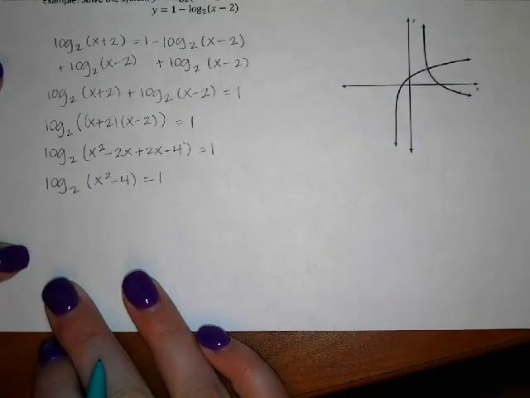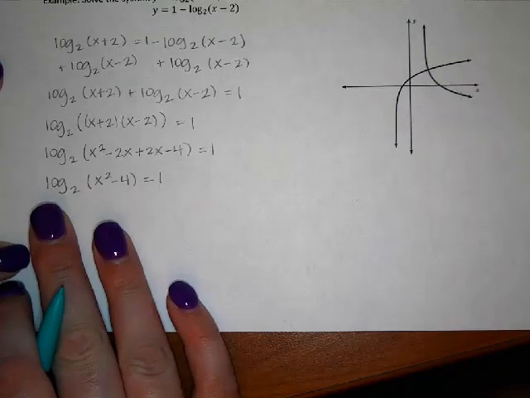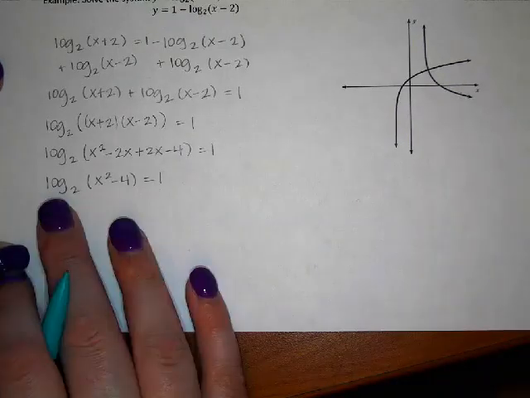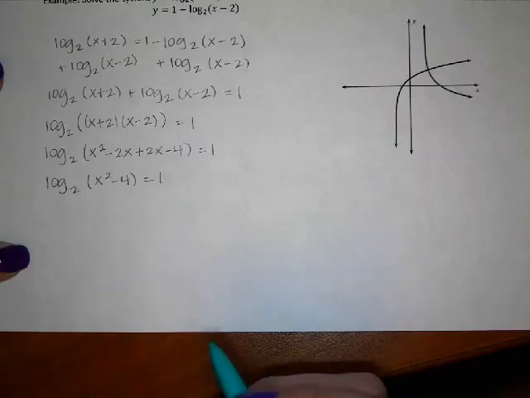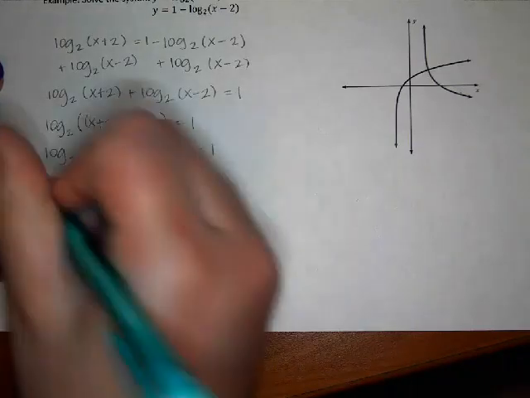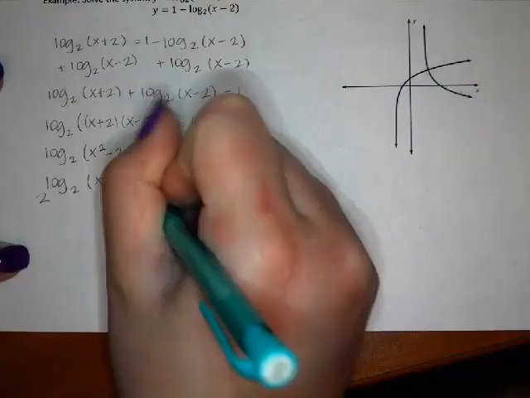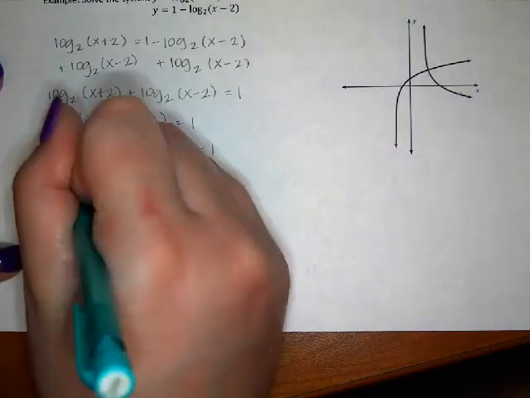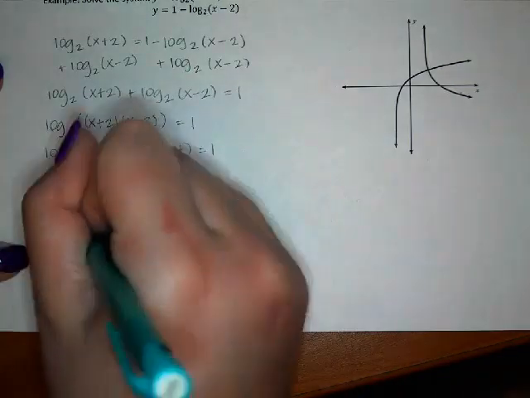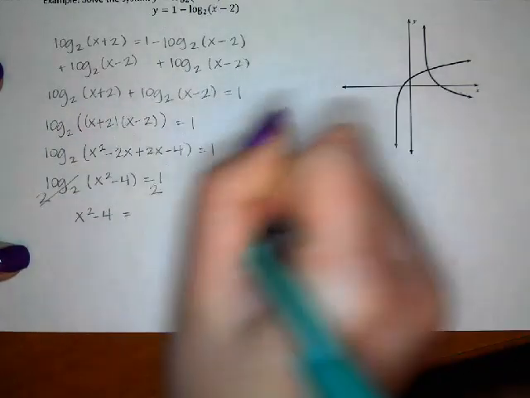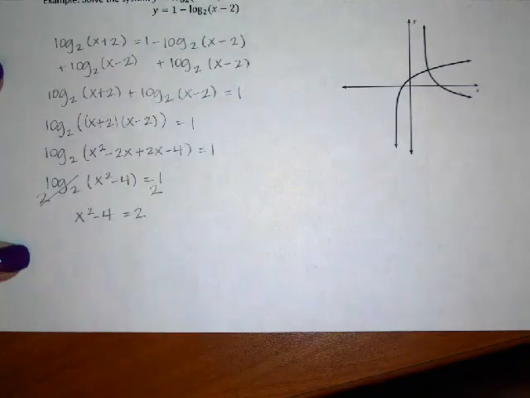At this point, I'm going to go ahead and get rid of the logarithm, and I'm going to do that not by just canceling the log. I only have 1, so I have to undo the logarithm by using an inverse operation. So to undo the log, I have to do a base of 2 on this other side. So base of 2 and log base 2 cancel each other out. I end up with x squared minus 4 equals 2 to the first power, which is 2.